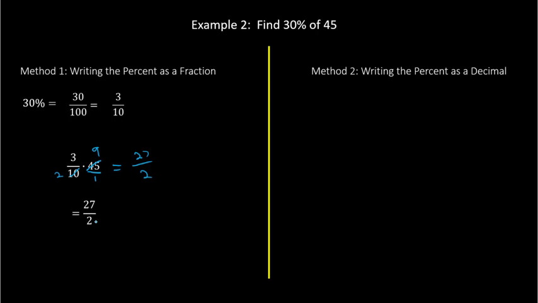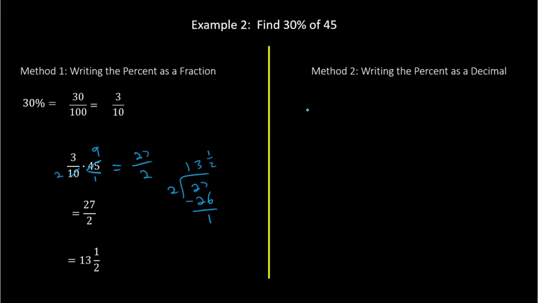So you have 27 over 2, which you can write as a mixed number. We take 27 divided by 2. 2 goes into 27 13 times. 13 times 2 is 26. Subtract, the remainder is 1. You can write that as a fraction, where you have 1 over the 2. So your final answer is 13 and 1/2, or 13.5.